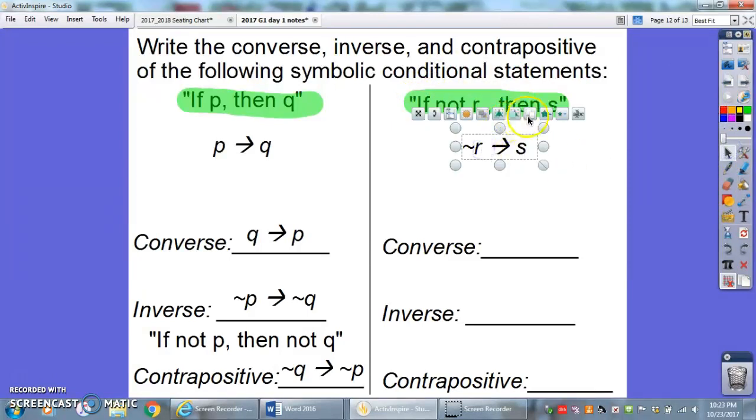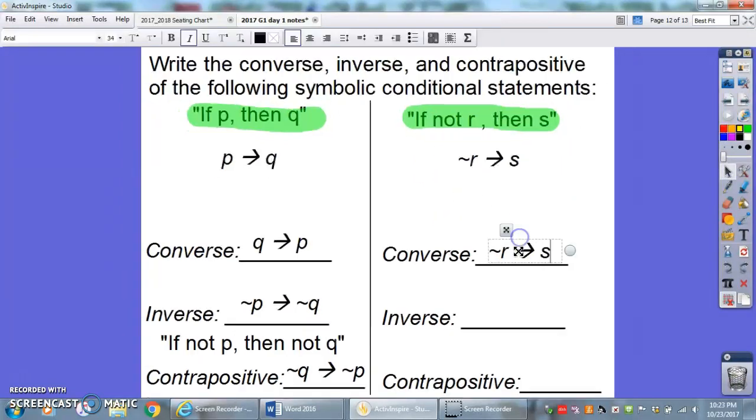So let me duplicate it. And again, converse just switches the letters. So I'm going to have to put not S, not R, completely said that wrong. Anyways, not R. Okay, so there you go. I switched the order.